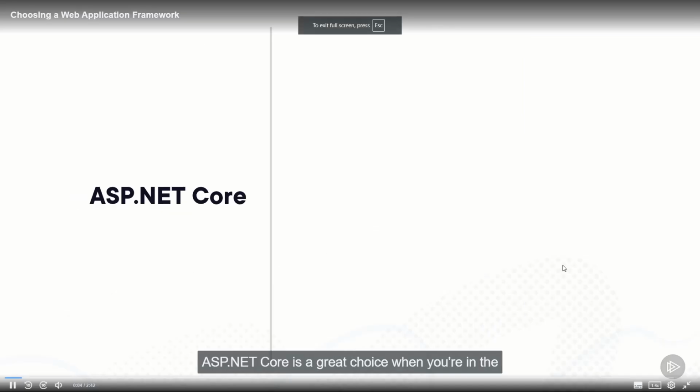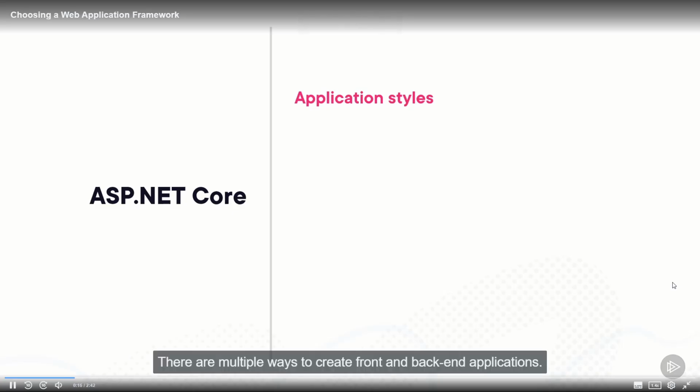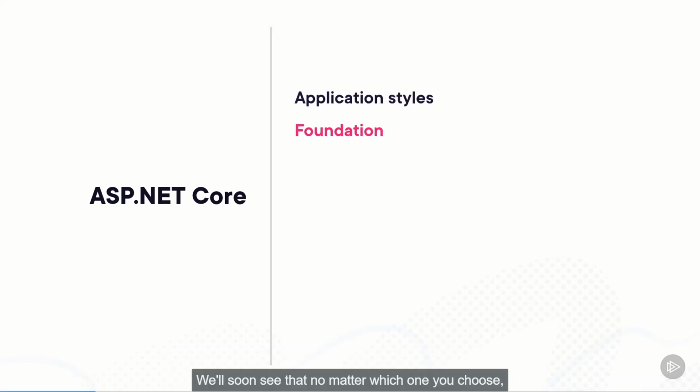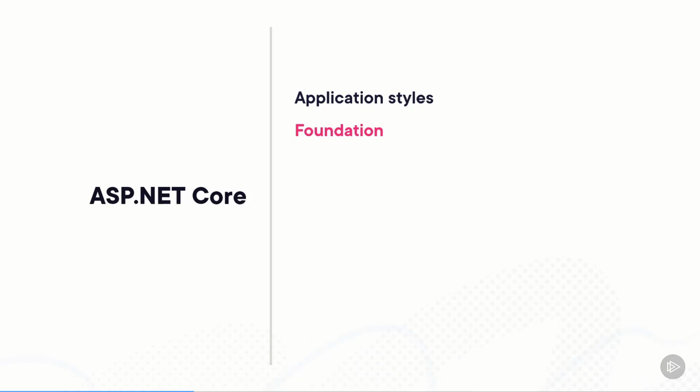ASP.NET Core is a great choice when you're in the market for web application styles, the multiple ways to create front and back-end applications. You'll soon see that no matter which one you choose, the lower level engine is the same, since they all run on the same foundational framework. This means you only have to learn the lower level anatomy once and apply that knowledge to all styles. Later on in this module, you will learn more about the anatomy.